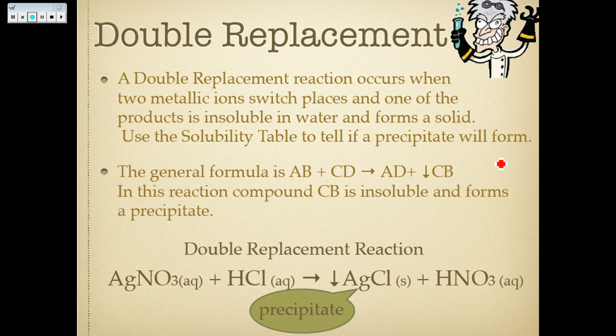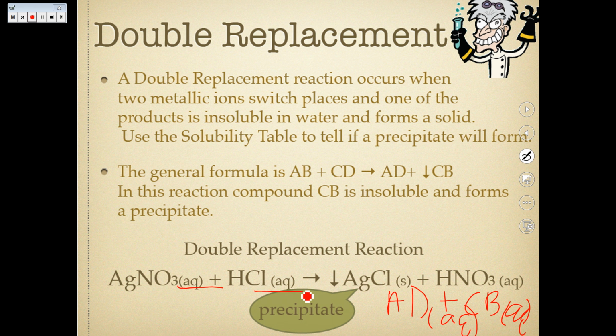Here's something to point out. If you have two products, let's say AD and CB, and they're both aqueous, it means that nothing really happened, because your reactants are always aqueous. Everything is just still floating around as ions in water. So if this is the case, then that would be no reaction.